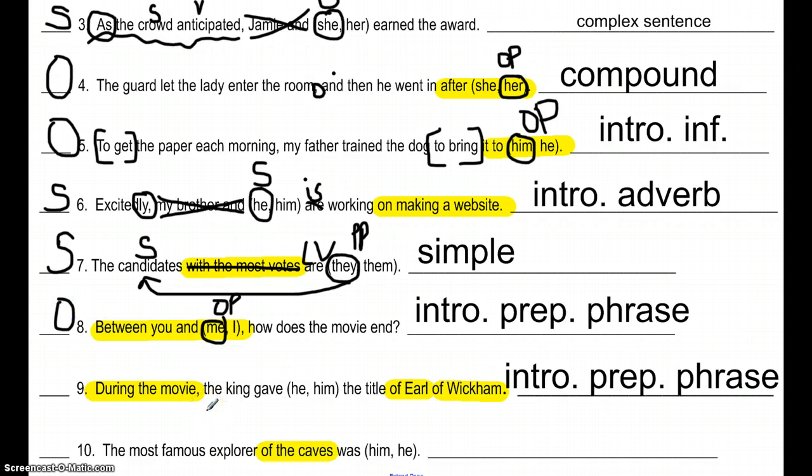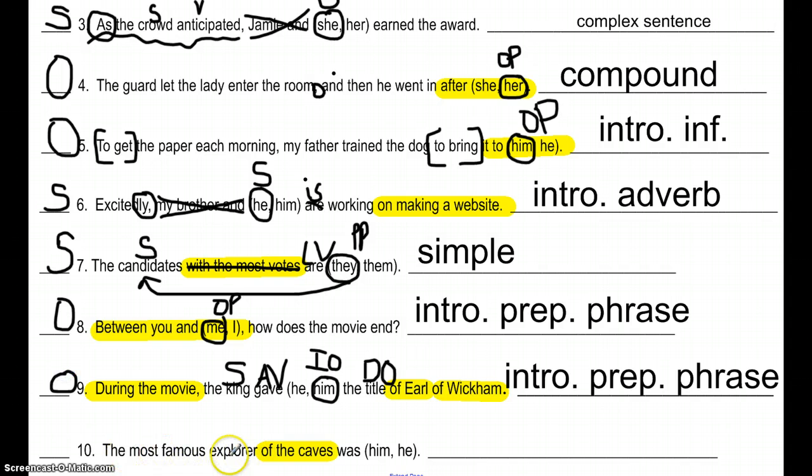During the movie, the king gave he or him the title. So I already got rid of those prepositional phrases. So I want to go through, find my subject: king. Gave is the action verb. Gave what? Gave the title. Gave the title to whom? This is going to be an indirect object, which means I have to use an object pronoun, and that would be him.